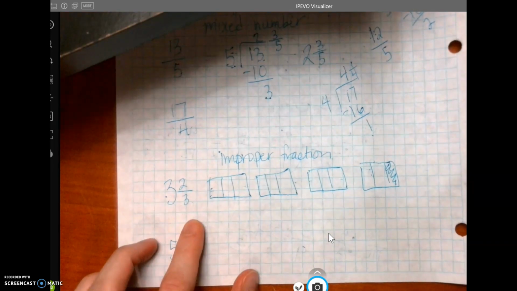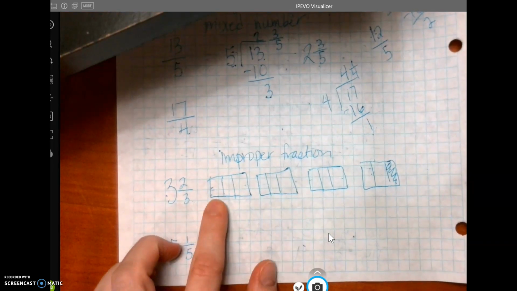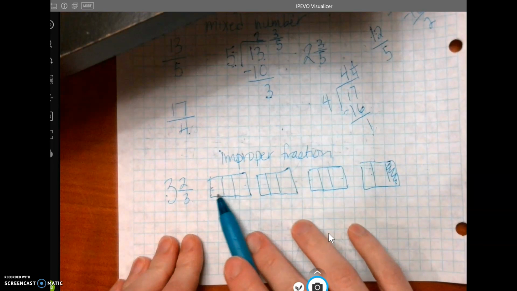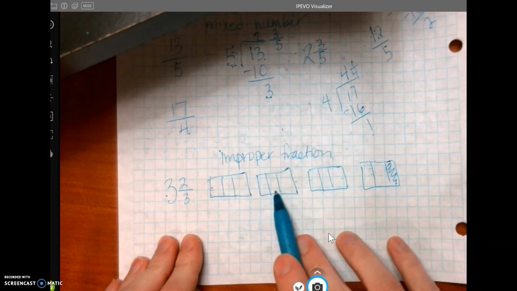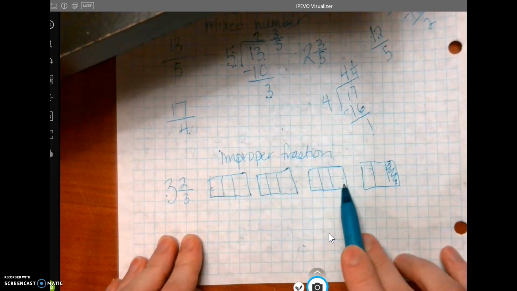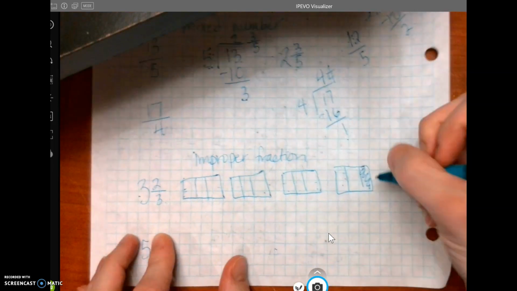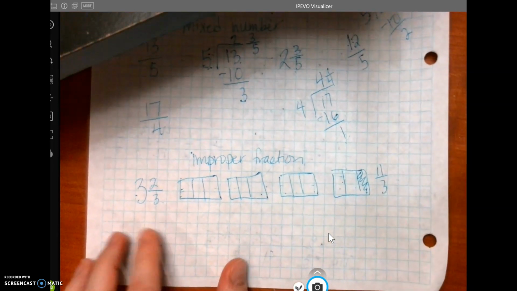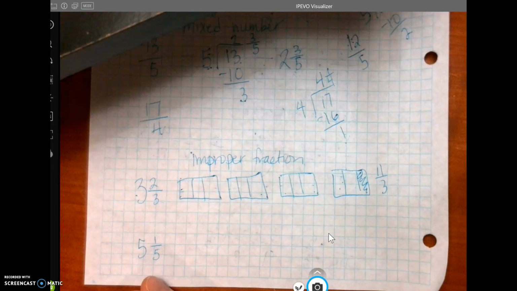So if I was going to turn that into an improper fraction, I count how many thirds I have. I have 1, 2, 3, 4, 5, 6, 7, 8, 9, 10, 11. So that would be 11/3. That's how many thirds I have as an improper fraction. So that's one way to do it.